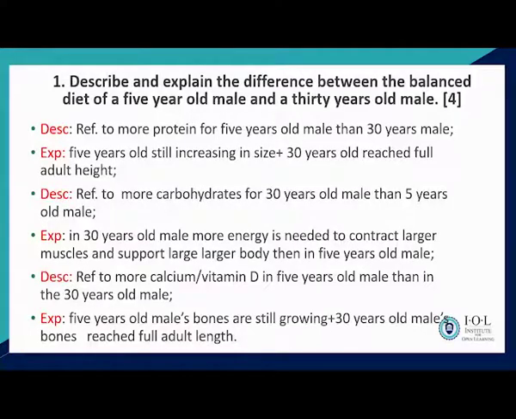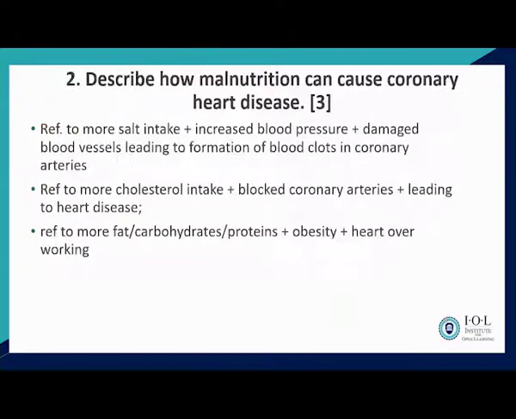Then description number 3 that students could have given is to say 5-year-old male needs more calcium or vitamin D than the 30-year-old male. Why? The 5-year-old male's bones are still growing and still being calcified, while that of the 30-year-old have reached its full adult length, so will not need more compared to the 5-year. Example number 2. Describe how malnutrition can cause coronary heart disease.